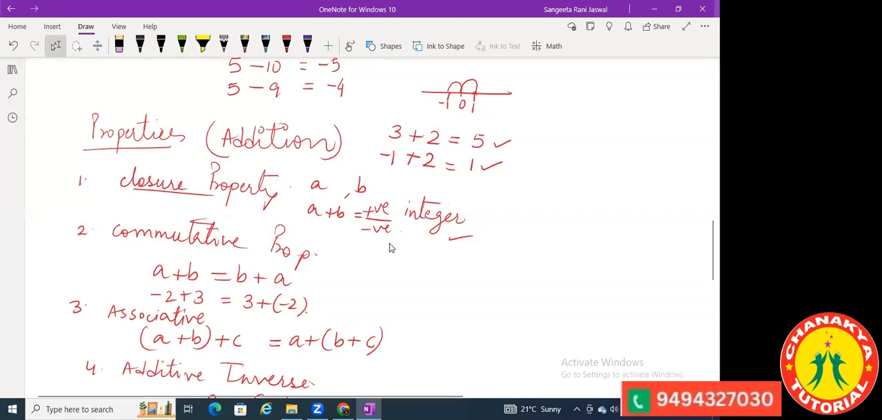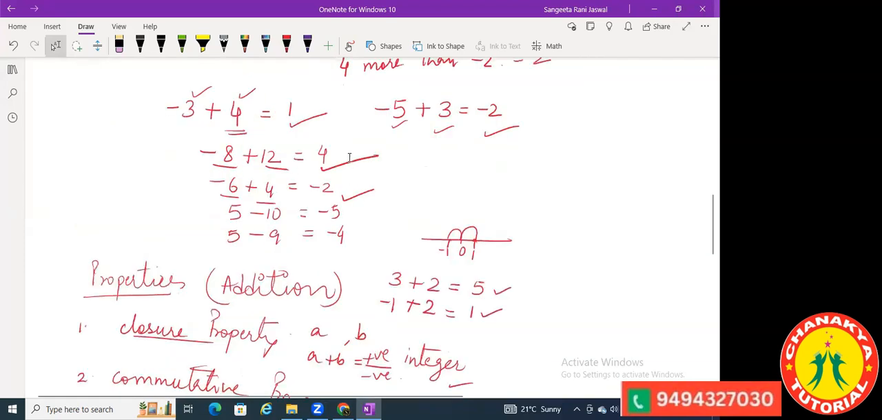So, if we add two numbers in any order, the answer will be the same. Like I said, minus 2 plus 3 or 3 plus minus 2. Same way, in these examples, if I say minus 8 plus 12, or I write 12 first and then minus 8.